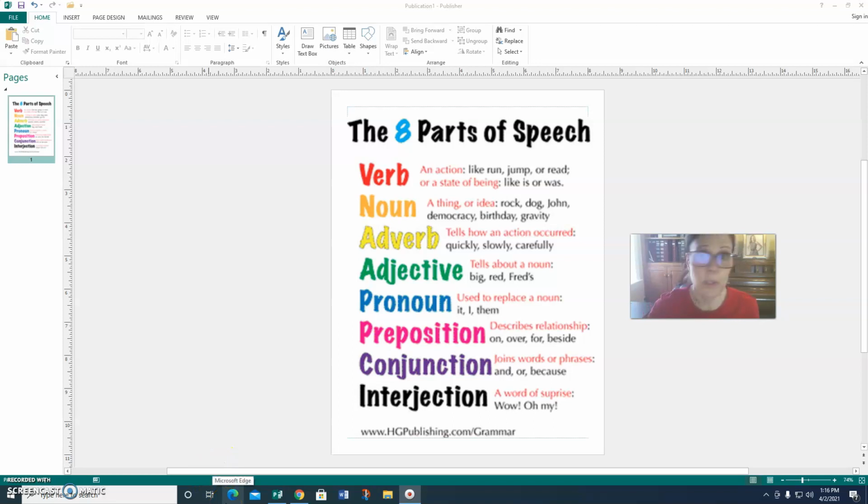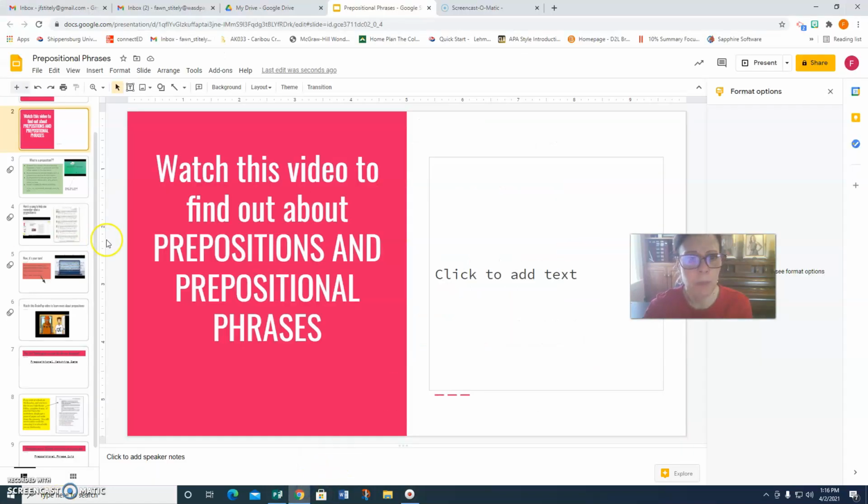Now, throughout your school career, probably starting even way back in first grade, you started learning about the different parts of speech. Today, we're going to learn about the very last one, and that is the preposition. It's probably the most complex of the 8 that we're going to learn about. All right, so let's break this down.